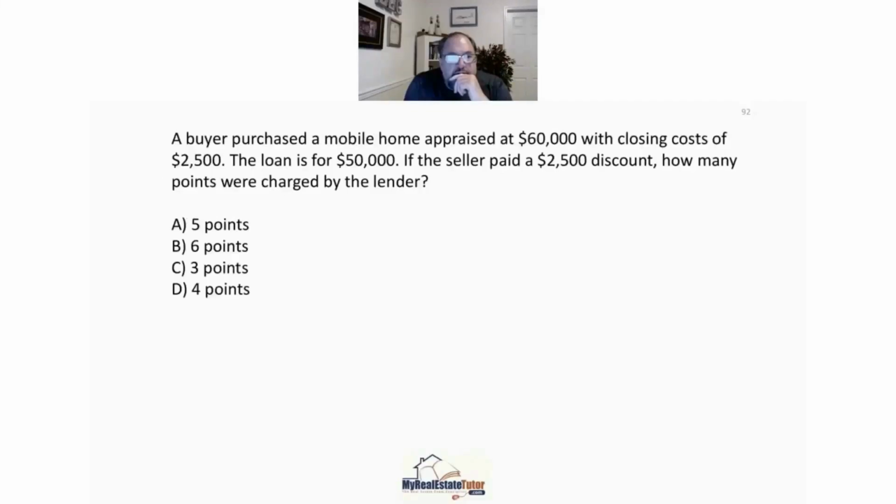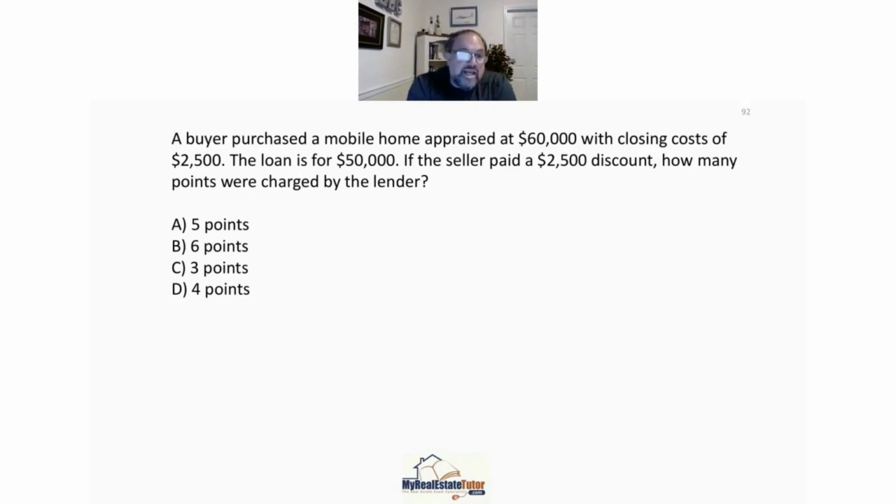A buyer purchased a mobile home appraised for $60,000 with closing costs of $2,500. The loan is for $50,000. If the seller paid $2,500 in discount points, or paid a $2,500 discount, how many points were charged by the lender? So this is a discount point problem worked in reverse.